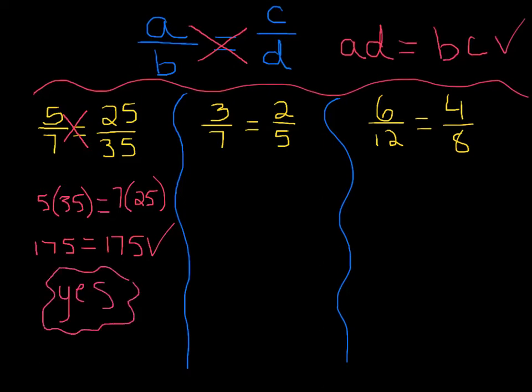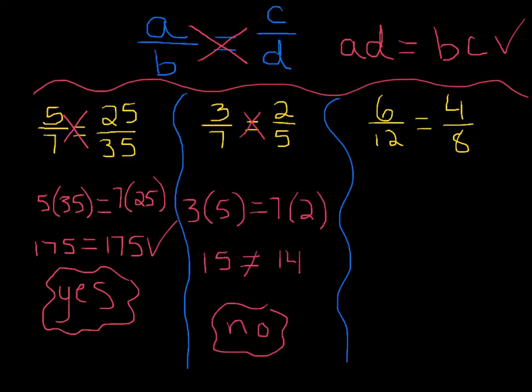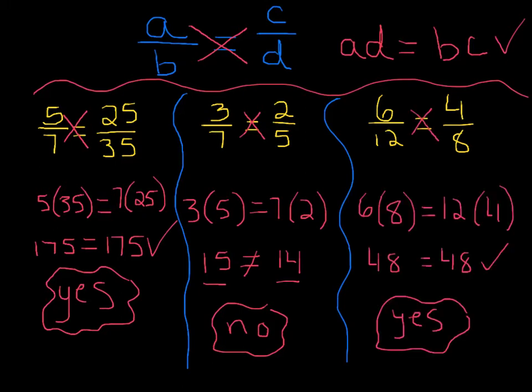So why don't you pause the video and try to figure out if the next two are proportional or not on your own. On the second one, when you cross multiply, you get 15 on one side and 14 on the other, and 15 does not equal 14, so those two fractions are not proportional. And on the last one, when you cross multiply, you get 48 on both sides, so that means it is proportional. The two fractions are proportional.